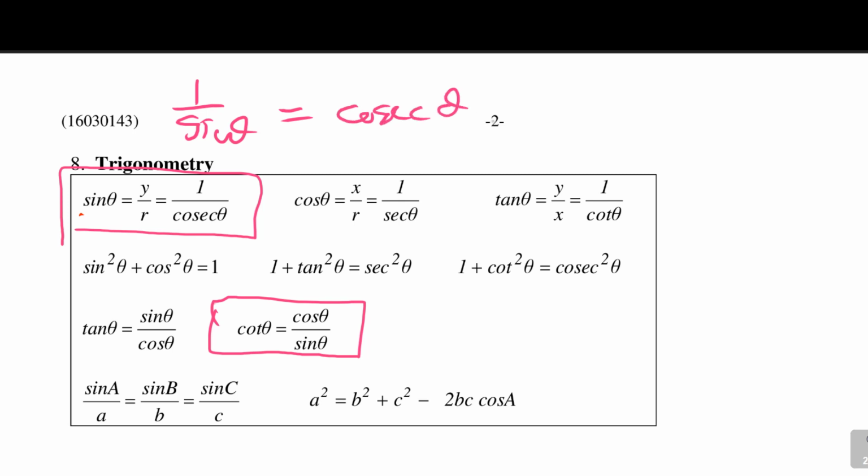Are you getting that? Yeah. So you have to interchange. It's like the one is the inverse of the other. If I say 1 over sine is cosec, if I say 1 over cosec, it's sine. It's the inverse of the other. Are you finding? Yeah, I'm fine.